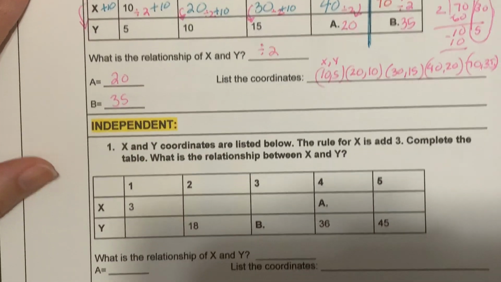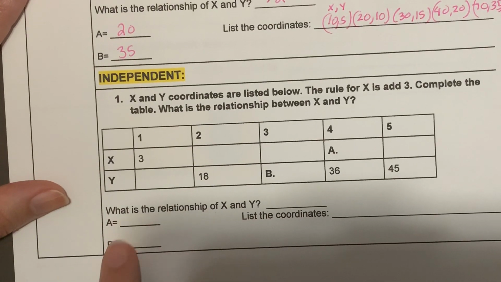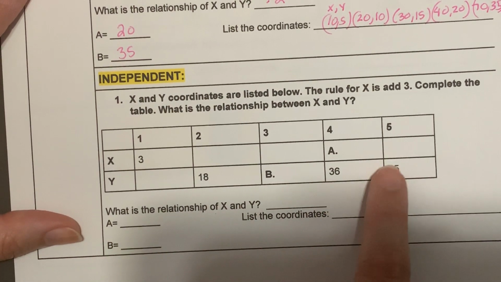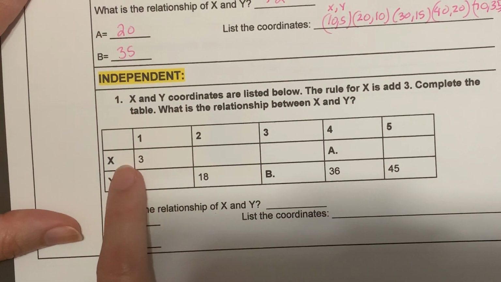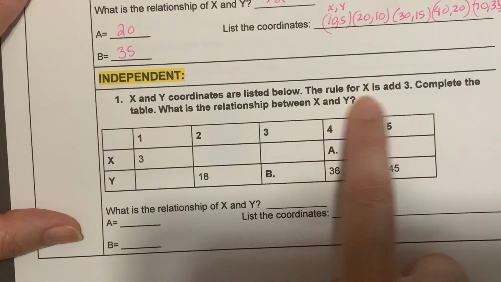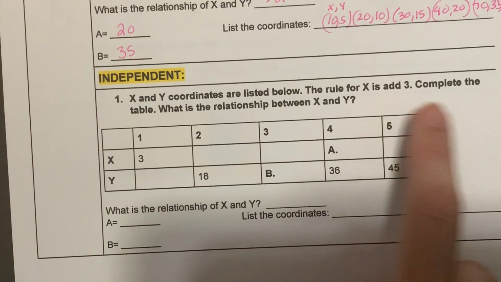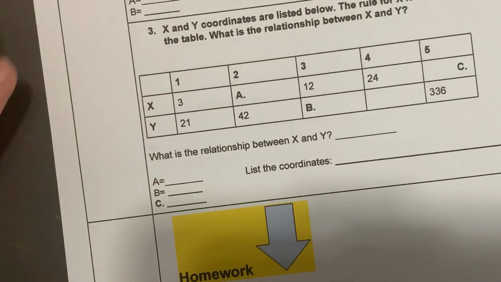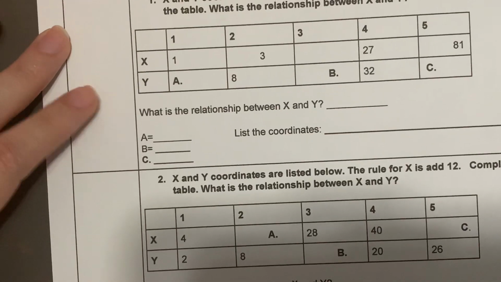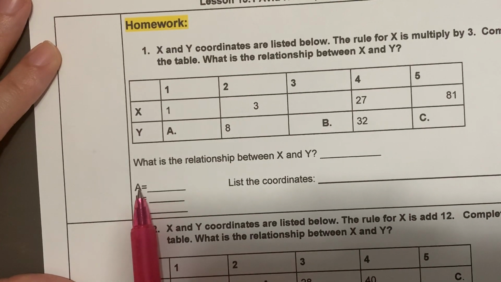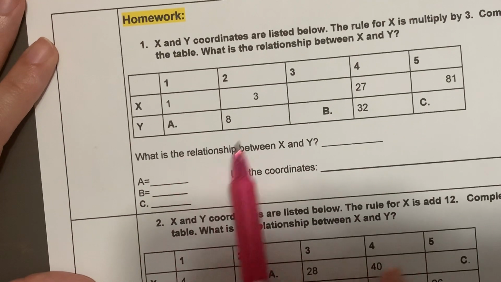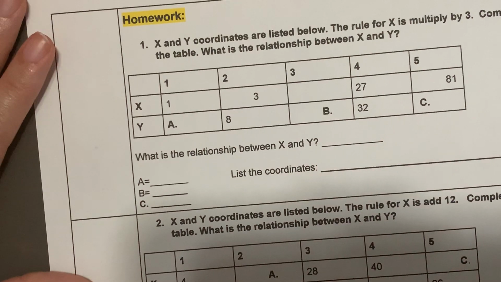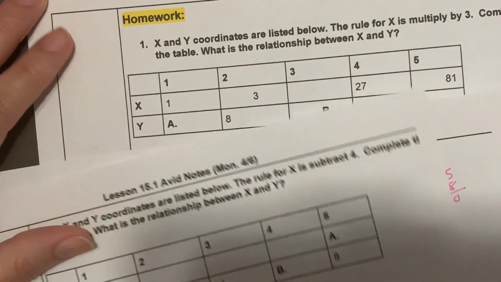For your independent, you're going to be doing the same thing, but all I want in your Google Classroom is just the A and the B. Make sure that you're finding the relationship of X, and it tells you right here what the rule is. Please make sure you're reading. Same thing for your homework. You're doing the exact same thing. Here there's 3, A, B, C. So instead of just finding A and B, I want you to find C as well. All right? Let me know if you have any questions.